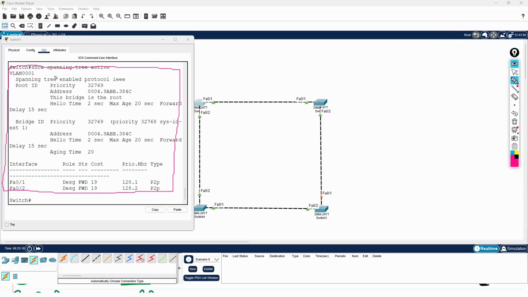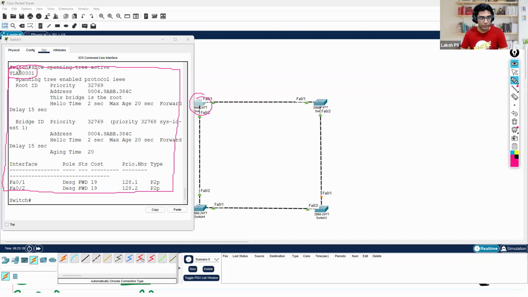For VLAN number 1 on this particular switch, this is the root switch. This output is only for VLAN number 1, and for VLAN number 1 spanning tree, this switch is the root switch. For VLAN number 2 spanning tree, this may not be the root switch.